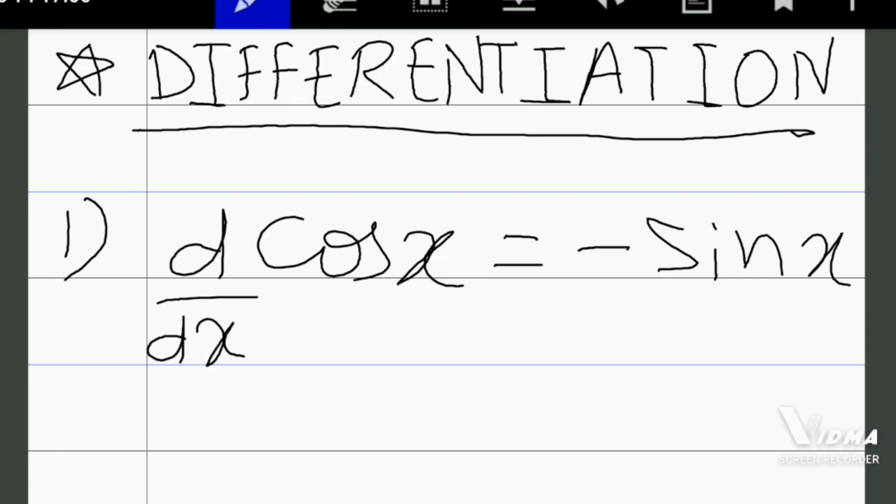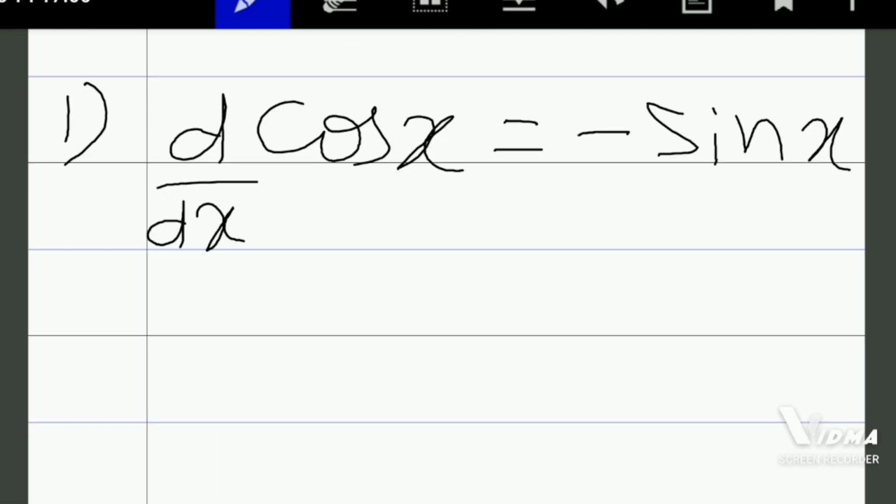Now, in this lecture I am going to tell you why negative signs are coming in some functions when they are differentiated. There are some proofs. For the first one, the differentiation of cos x is negative sin x. This I am going to prove first.